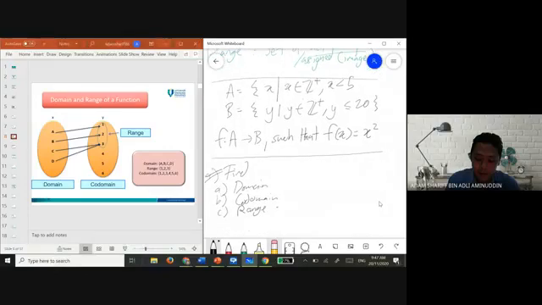Siapa dah jawab, bunyikan mic anda. Saya tak semak chat lagi. Faham A tu betul-betul, domain dia apa, B tu apa, function dia adalah x squared. Senang je. Tapi saya nak tahu domain dia, korang berjaya tak tulis apa, senang juga codomain, tapi yang paling penting saya nak tengok siapa yang dapat jawab range.